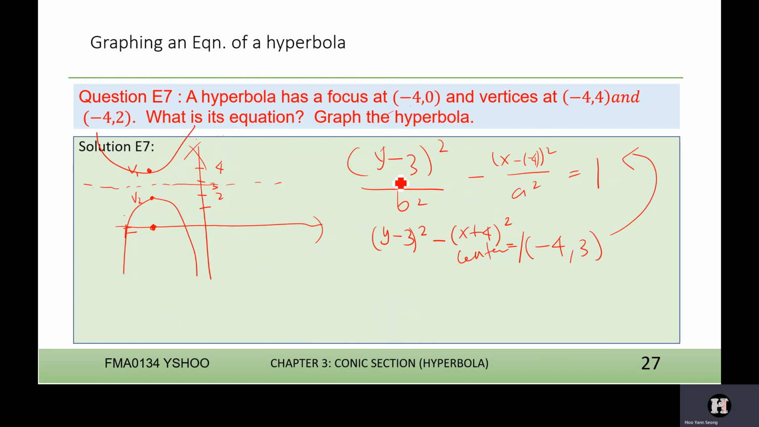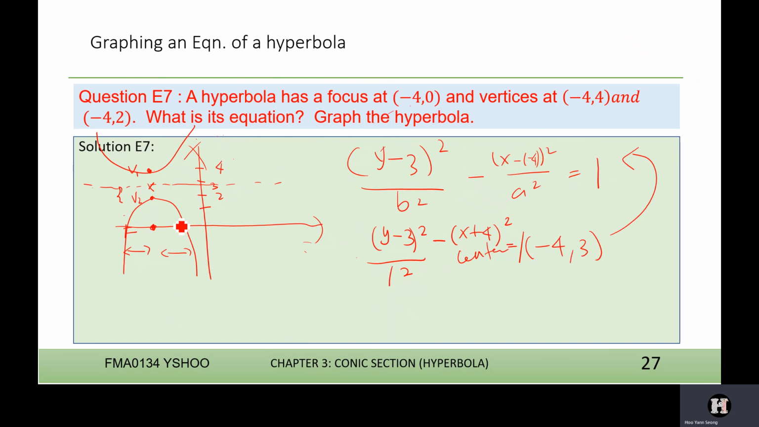Now the next thing you need to find is a and b. How to find a and b? Since this one is vertical, the length of b must be from your center towards your vertices. 2 to 3 or 3 to 4 is 1 unit, so you put down here 1 square. Whether you want to put 1 or 1 square, it doesn't matter, they are the same. After that, we have a problem to find a, because you don't have the length, you only have the height.